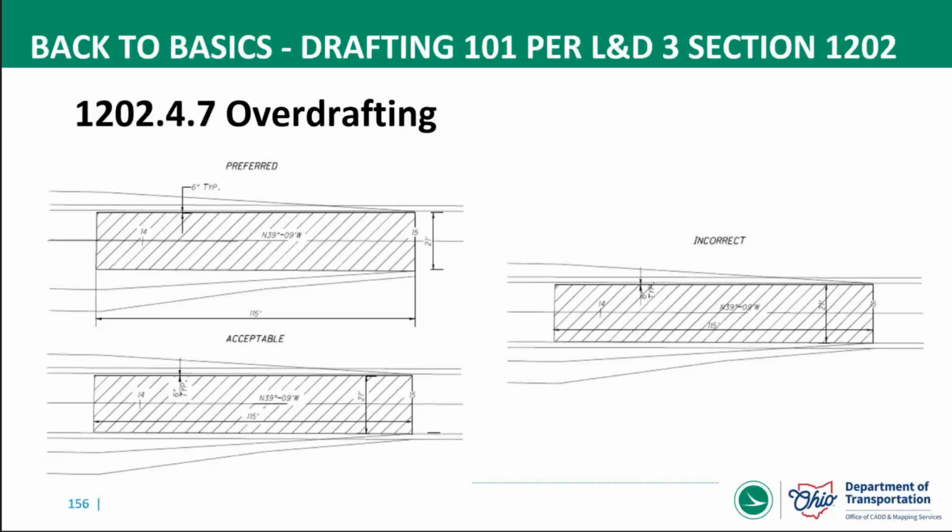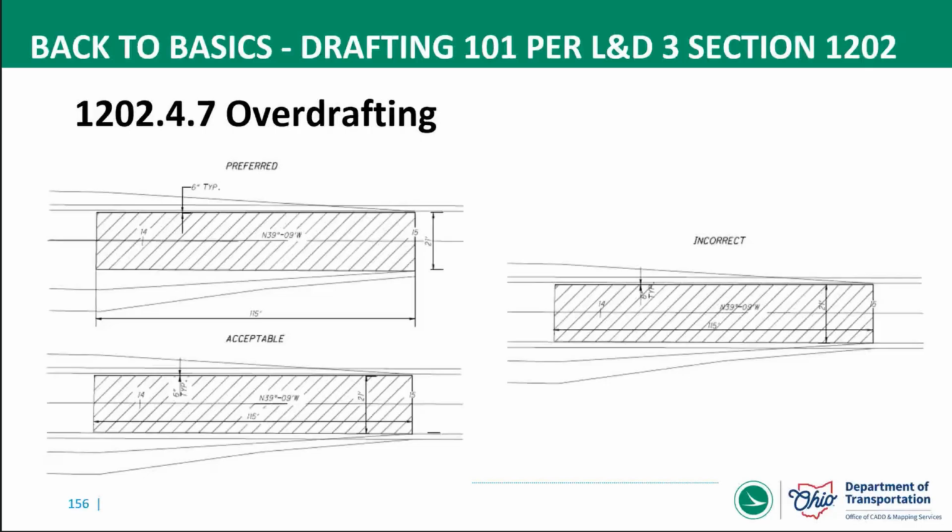So horizontal text should read parallel to the bottom of the page. Vertical text should read parallel to the right edge of the sheet. I already said that at the beginning, so it just says it again. Text and dimension strings should be placed at the same level. So if you have a string of dimensions, they should all be together, not staggered up and down.